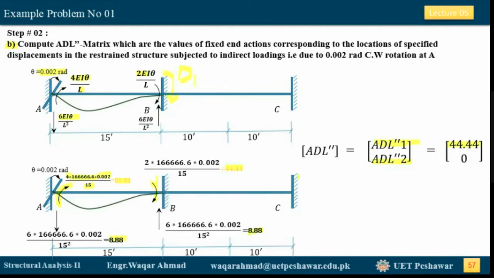What is the A_R2 value? The A_R2 double dash value corresponds to D2. As there is no induced moment at this support, we will take this as 0. So this is step number B.